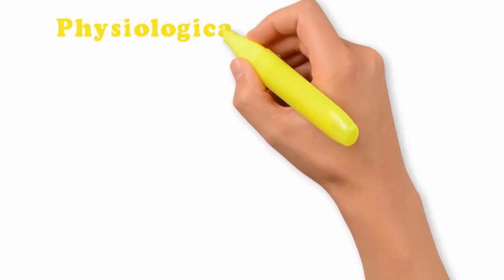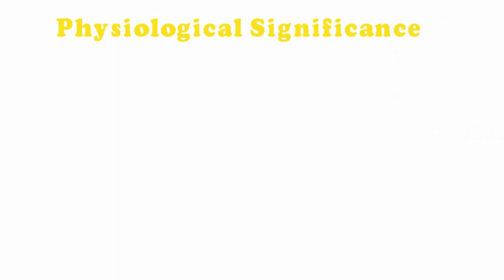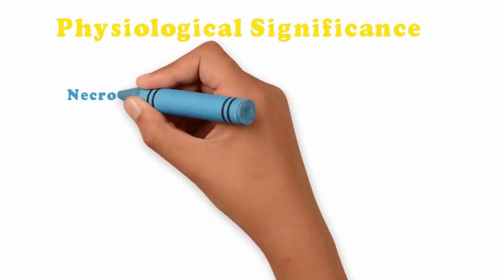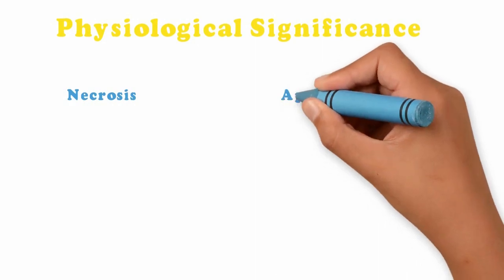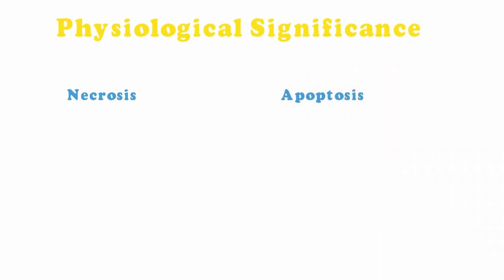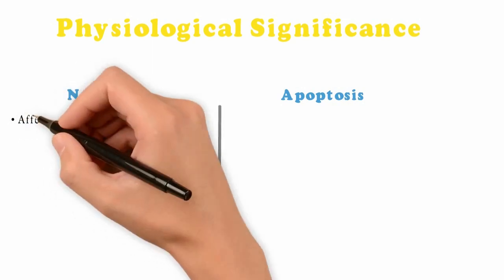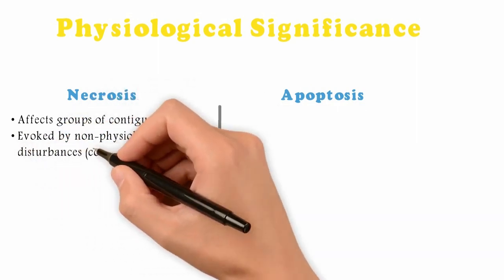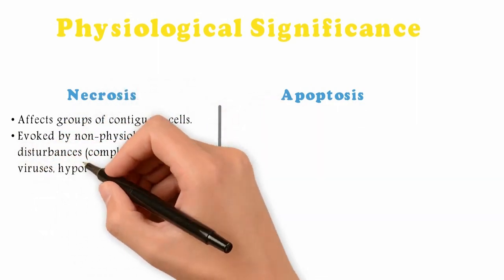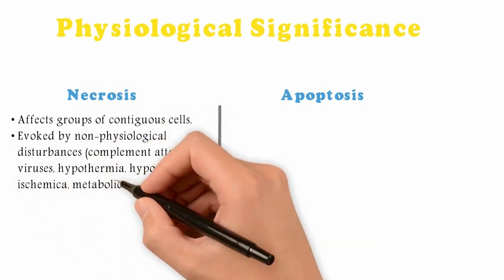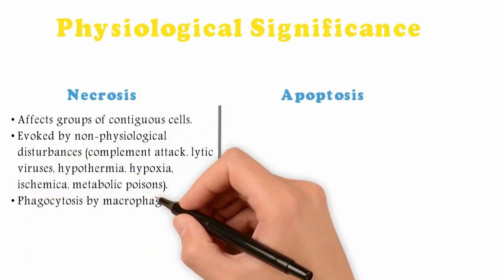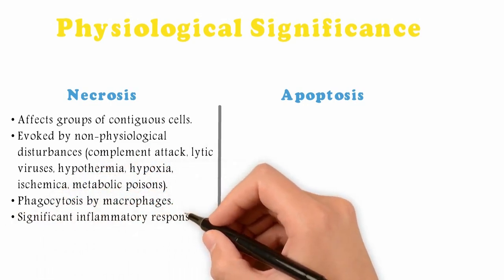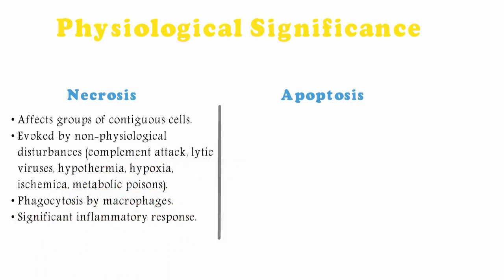Physiological significance. Necrosis affects groups of contiguous cells, evoked by non-physiological disturbances: complement attack, lytic viruses, hypothermia, hypoxia, ischemia, metabolic poisons. Phagocytosis by macrophages, significant inflammatory response.